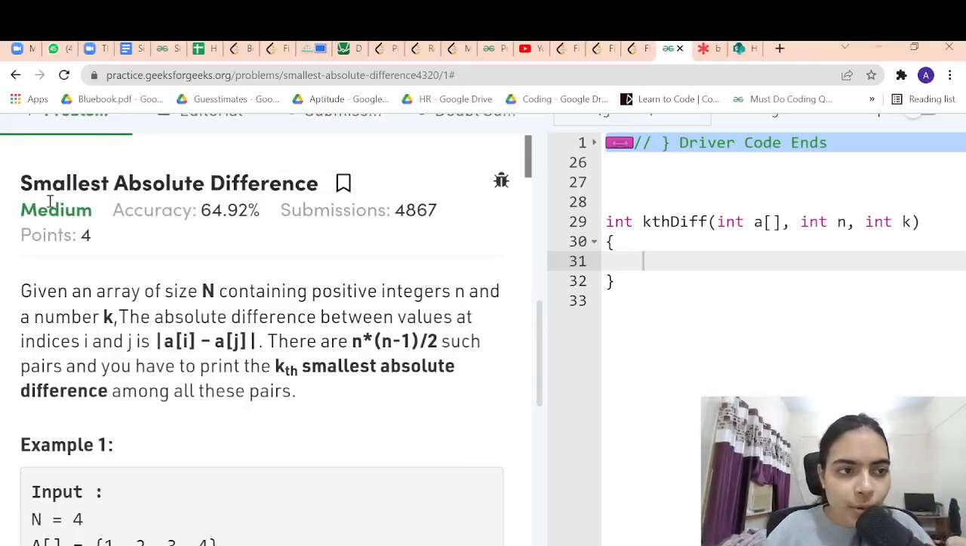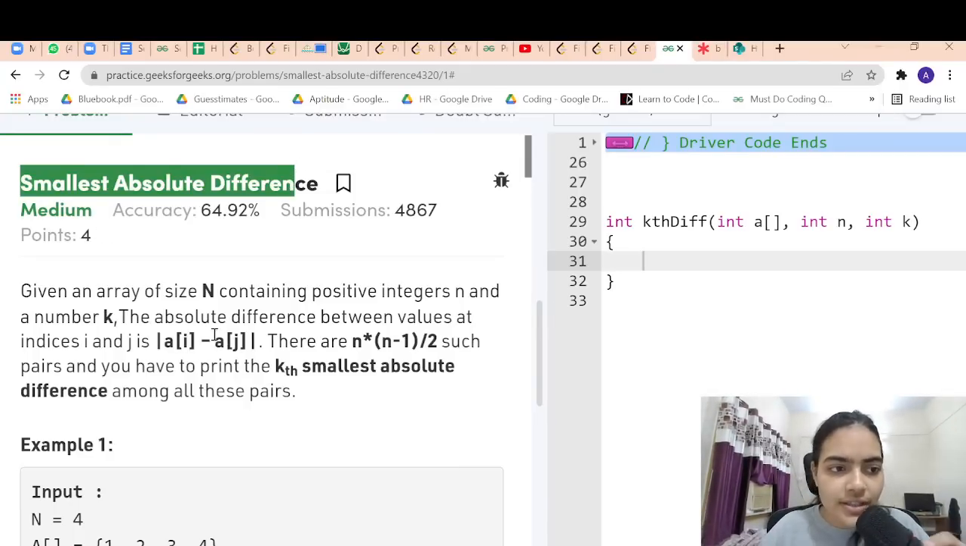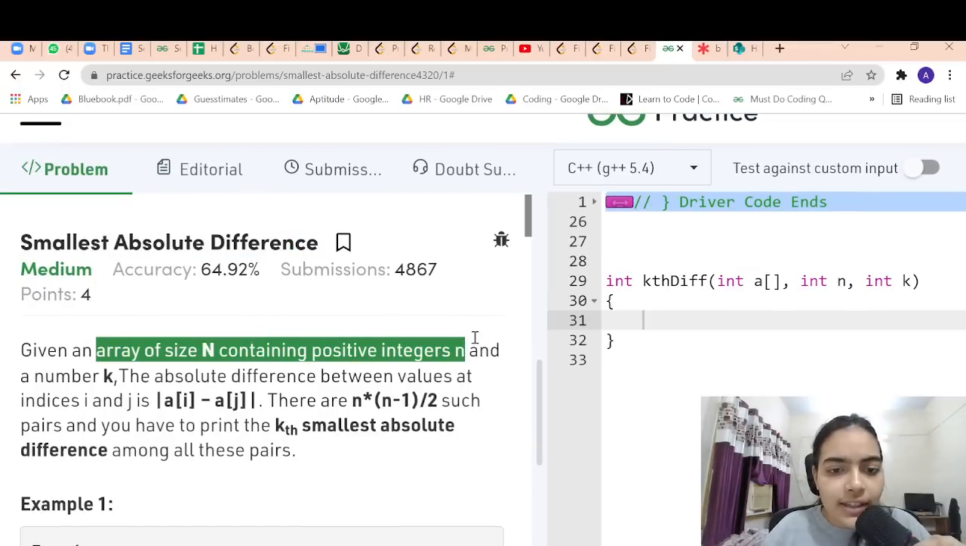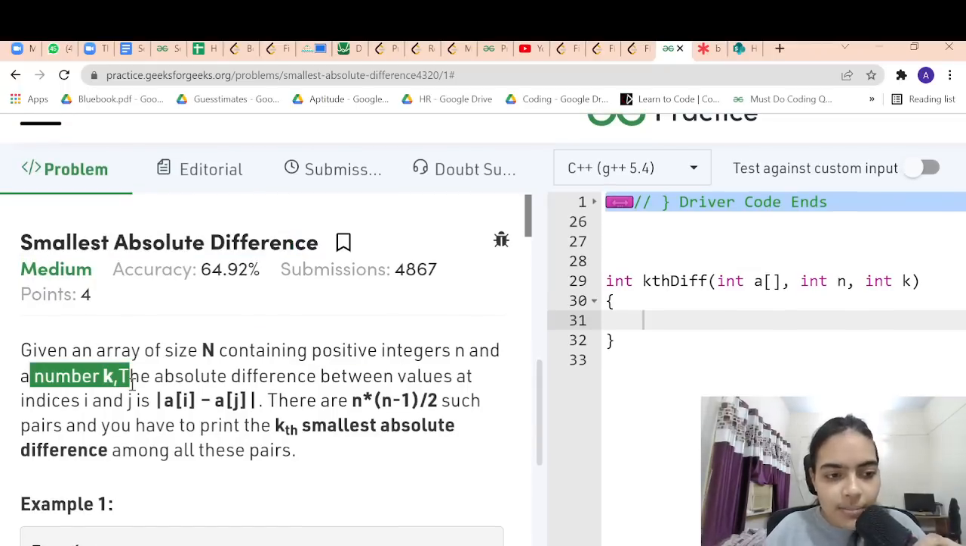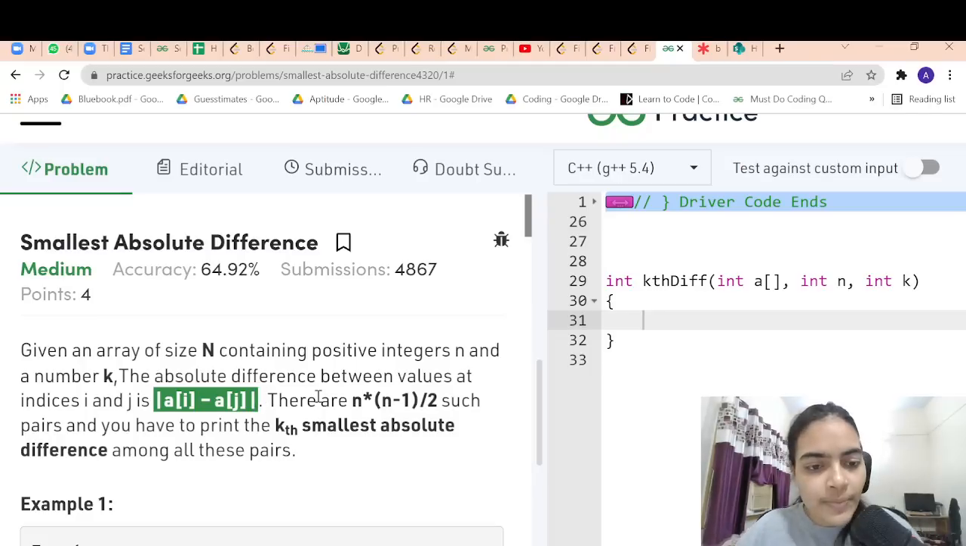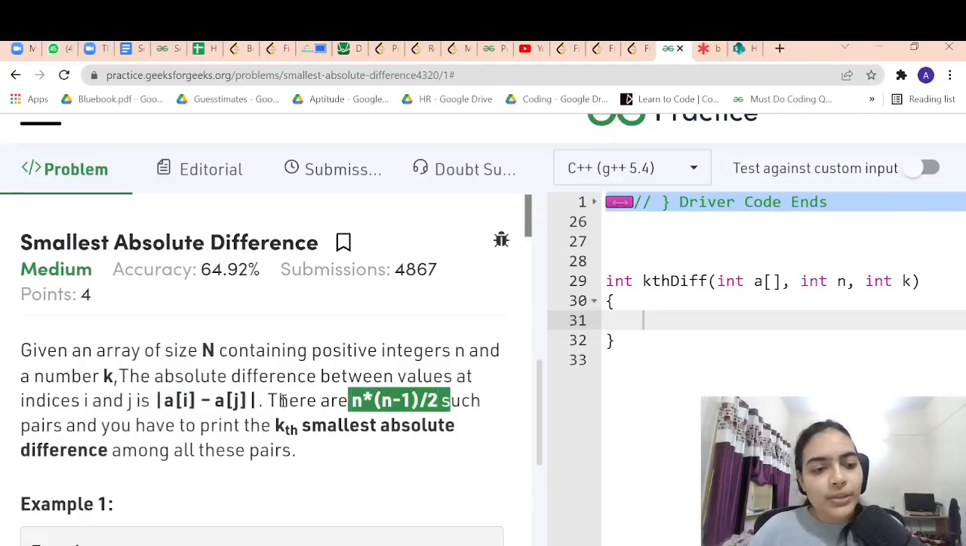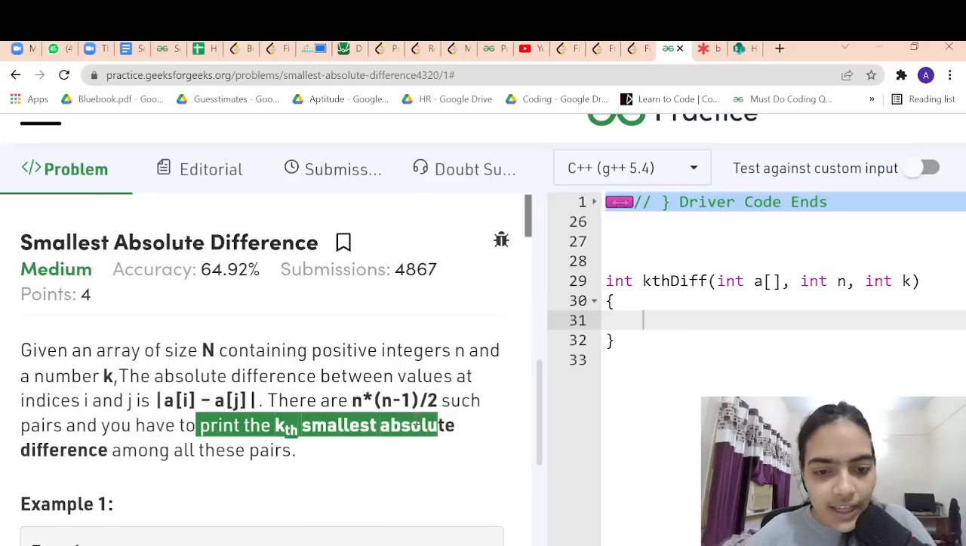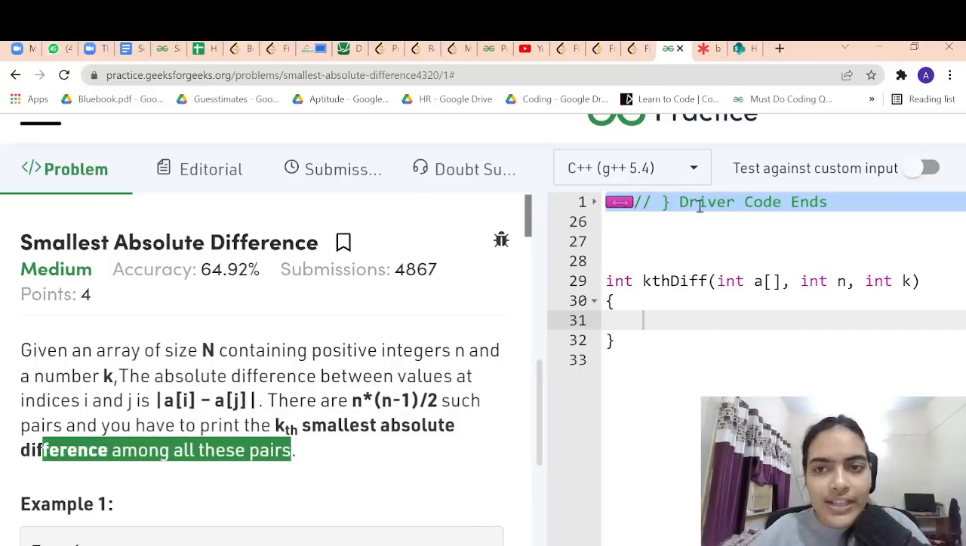Today we are going to do the problem which is called smallest absolute difference. So you are given an array of size n containing positive integers and a number k. Absolute difference between values at indices i and j is given as a of i minus a of j, and then you take the modulus. So there are n into n minus 1 by 2 such pairs, and you have to print the kth smallest absolute difference among all these pairs.